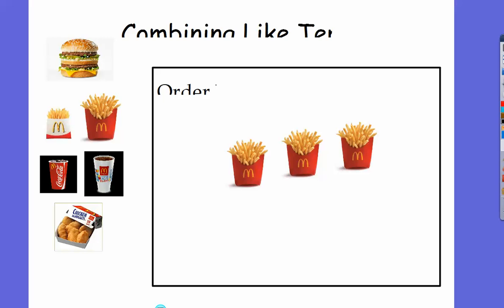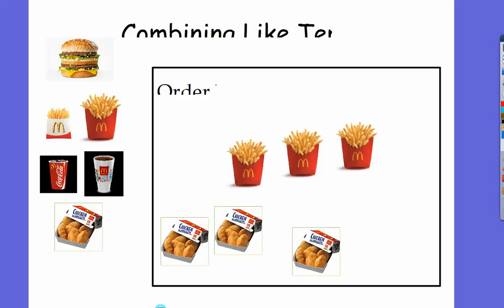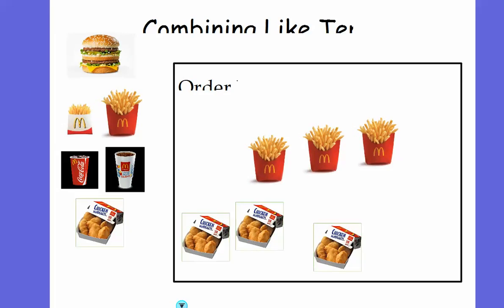And size really matters. And you don't want to look like a crazy person where if you order all of this food, you go up to them and go, 1 medium French fry, 1 medium French fry, 1 medium French fry, 1 chicken nugget, 1 chicken nugget, 1 chicken nugget. You want to physically combine them and say, I want 3 medium French fries and 3 6-packs of chicken nuggets. Okay? That's all combining like terms is.